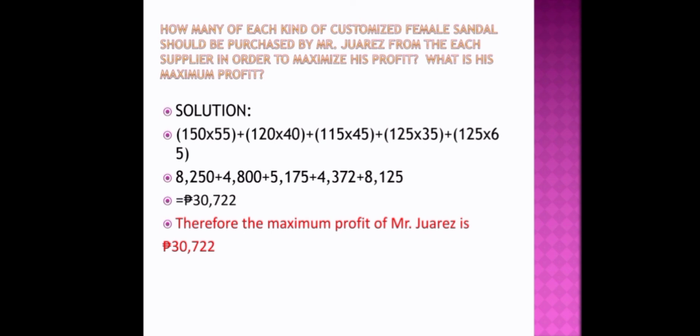After getting the product of each allocated quantity, we need to get the total sum. So 8,250 plus 4,800 plus 5,175 plus 4,372 plus 8,125 is equal to 30,722 pesos. Therefore, the maximum profit of Mr. Suarez is 30,722 pesos.